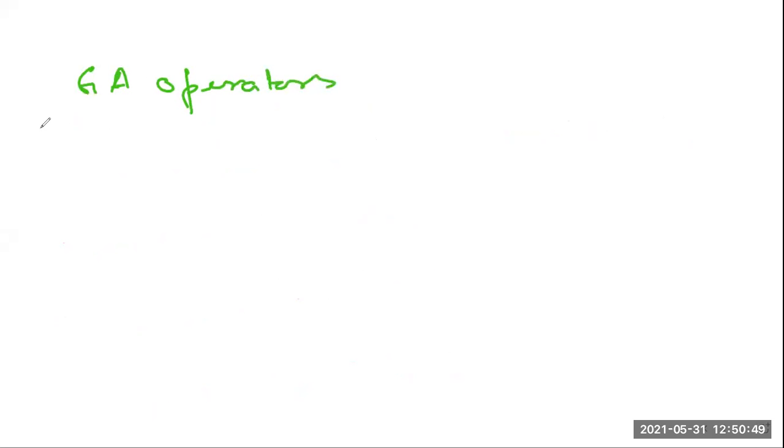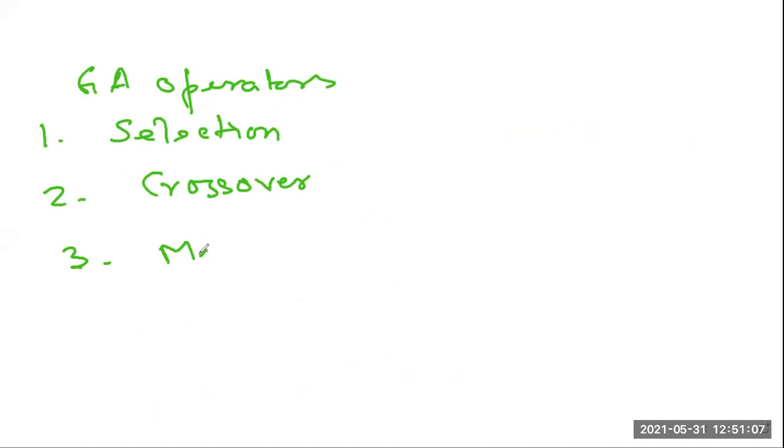What are those operators? Can you tell? First is the selection. Second is, what is that? Crossover. Very good, crossover. And third one is your mutation.